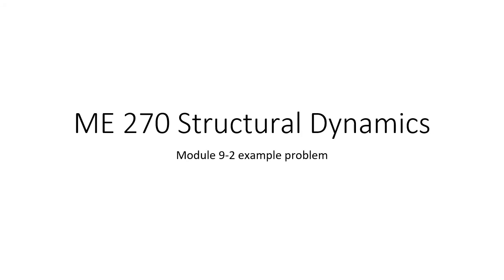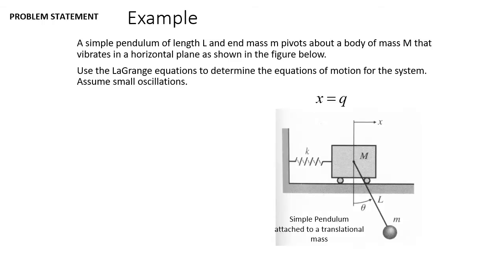So now let's take a look at a slightly more complicated problem from Module 9 for ME 270 Structural Dynamics. In this problem, we have a simple pendulum of length L and end mass m that pivots about a body of mass M, capital M, that vibrates in the horizontal plane as shown in our figure below.